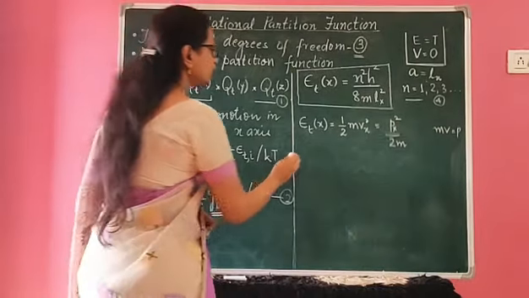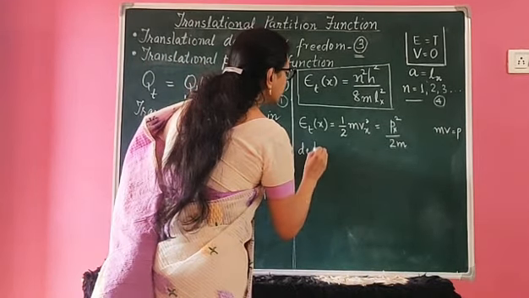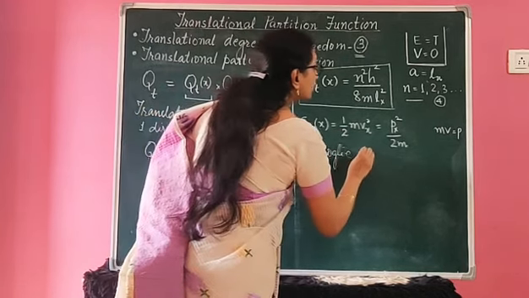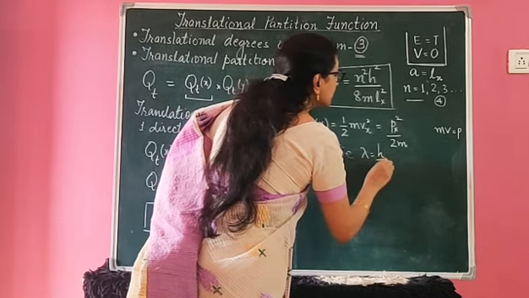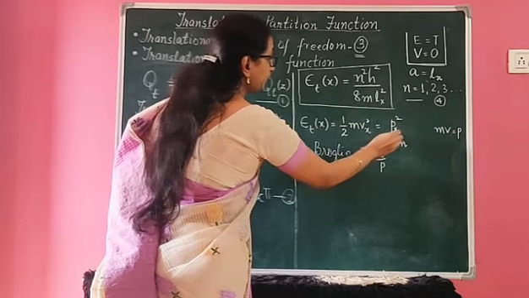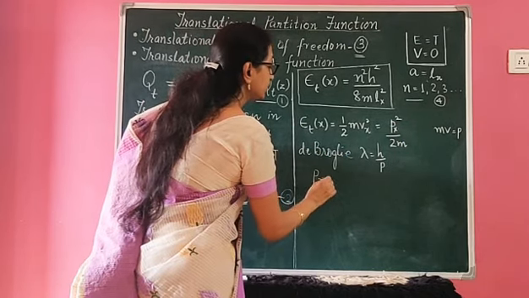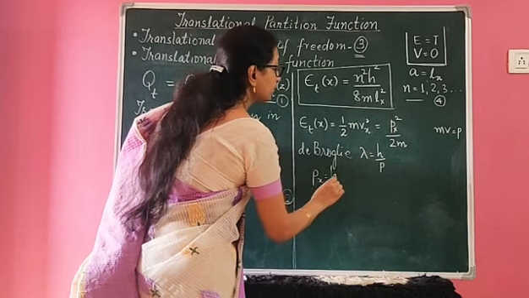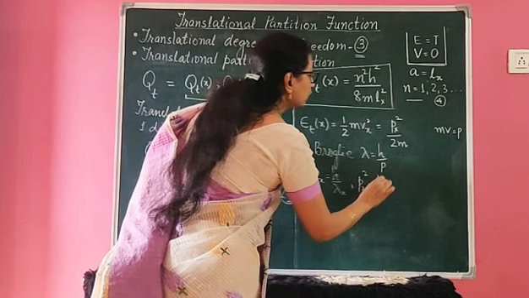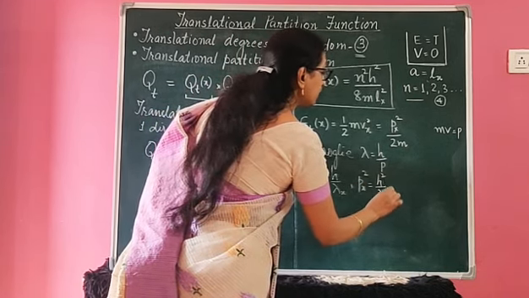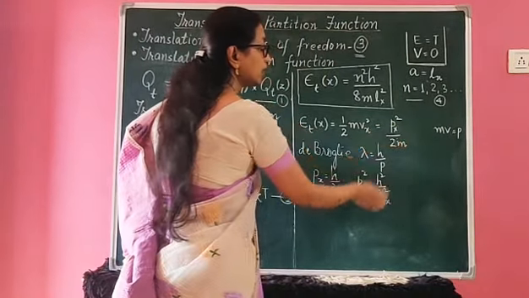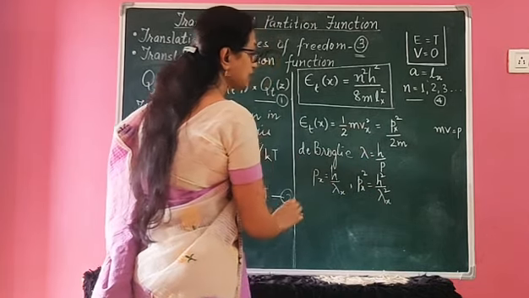Now according to de Broglie equation, wavelength is equal to h upon momentum. So substituting here, we will have px equal to h upon lambda x, or px square will be equal to h square upon lambda x square. Now we can substitute here and get the value of this kinetic energy.